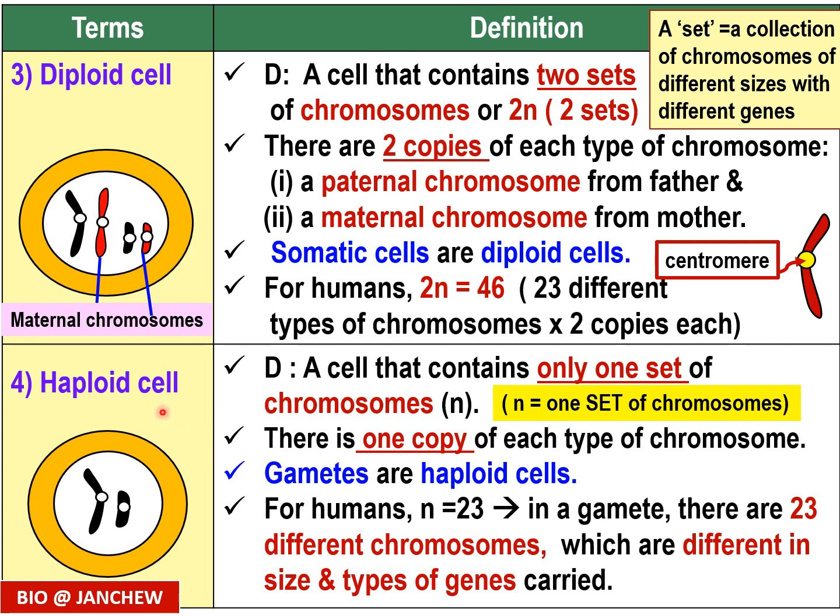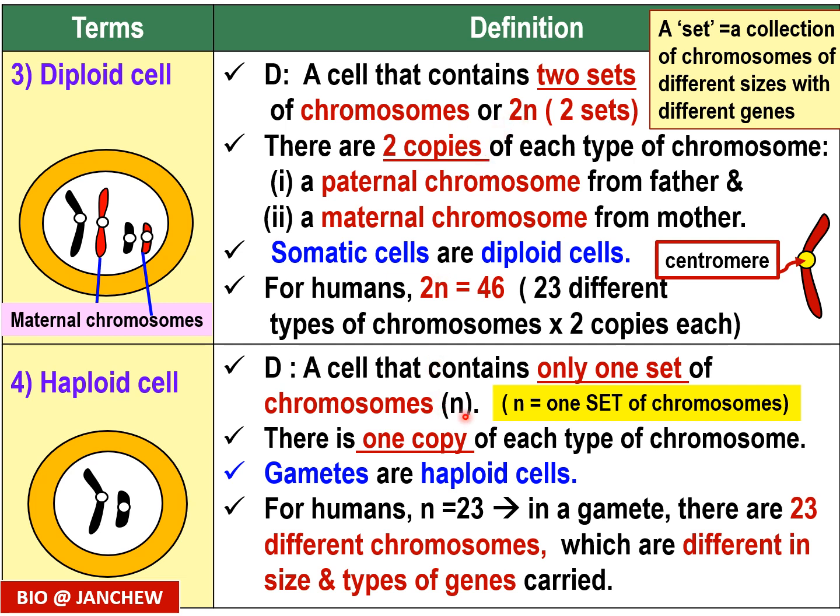Now, haploid cell. The word haploid comes from the word half, meaning half the number of chromosomes compared to the diploid cell. So haploid cells have only half the number of chromosomes compared to diploid cells. For example, if our diploid cell has 46 chromosomes, the haploid cell, or the gamete, a gamete is a haploid cell, will have 23 chromosomes. Definition: a haploid cell is a cell that contains only one set of chromosomes, as compared to a diploid cell that has two sets.